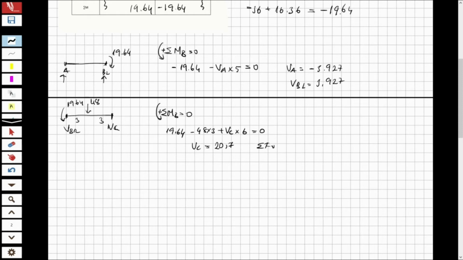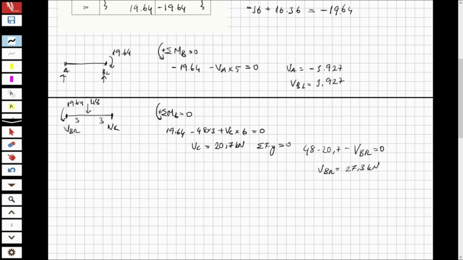Total Fy is equal to 0, because if I find the VC, I have to find the VB right also. So that will be 48 minus 20.7 minus VB right is equal to 0, and VB right will be 27.3 kilonewton. Okay.